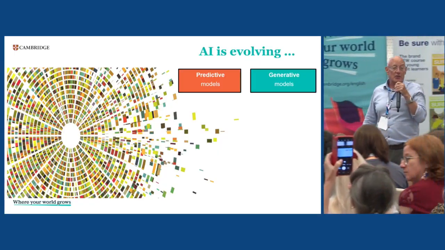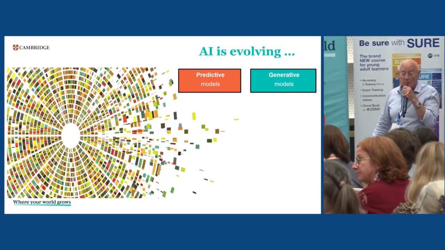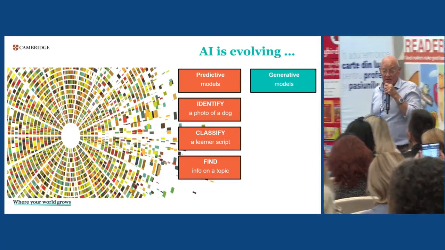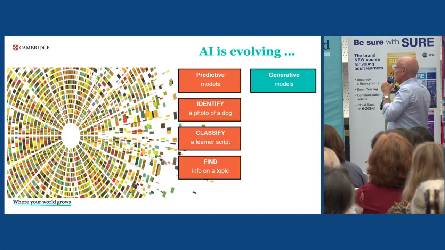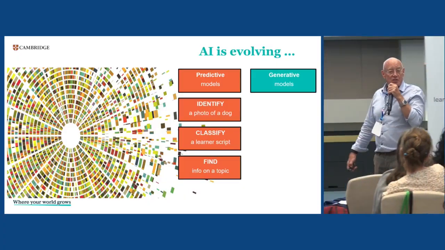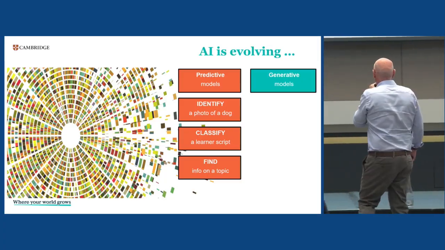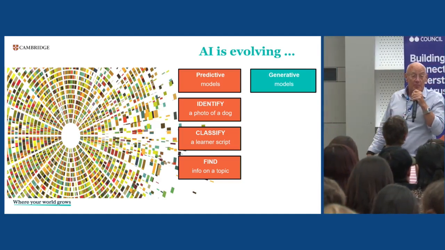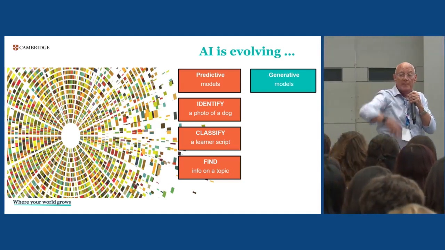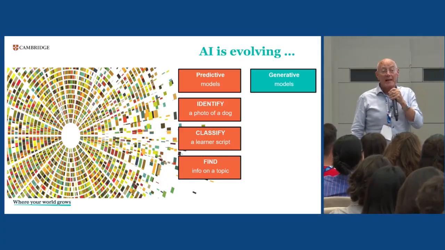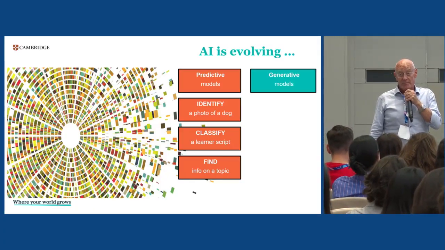And we're all familiar with Google and search engines. That's what they were doing. They were predicting. And of course, the predictive models could identify something. You could show it something, and it would say, "It's a dog." And you could show it a learner script, and it would say, "This is good, this is bad, this is average." And, if you want to know where the best restaurants in Bucharest are, you just put it into Google, and it gives you a load of restaurants. In fact, it probably gives you 6 million web pages to look at.